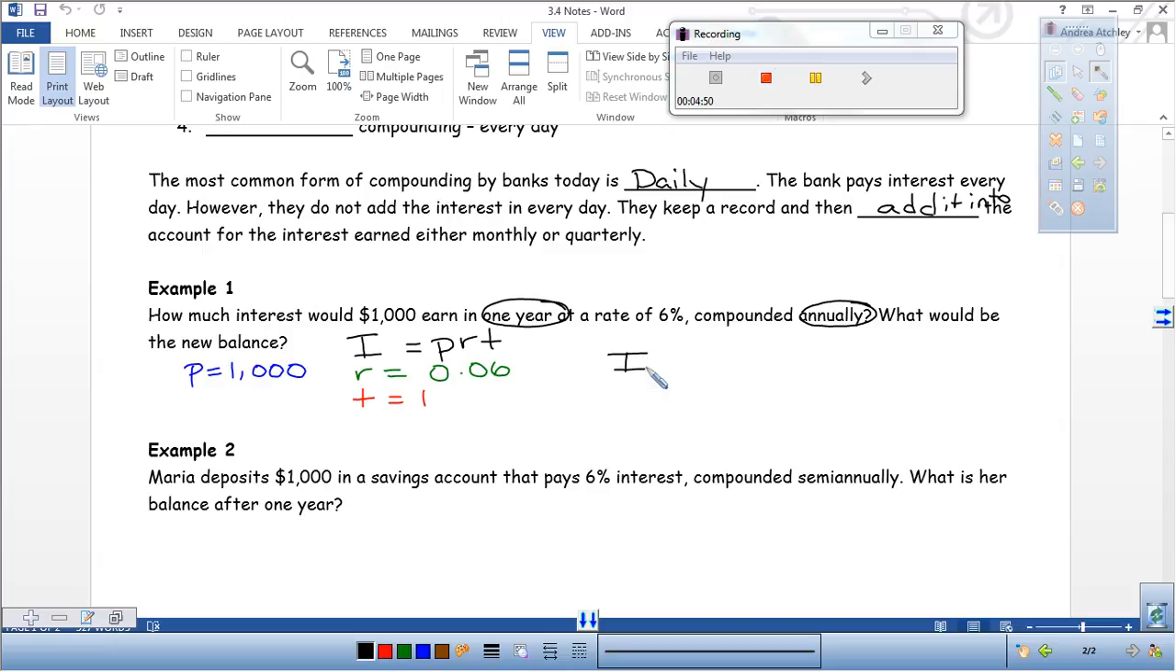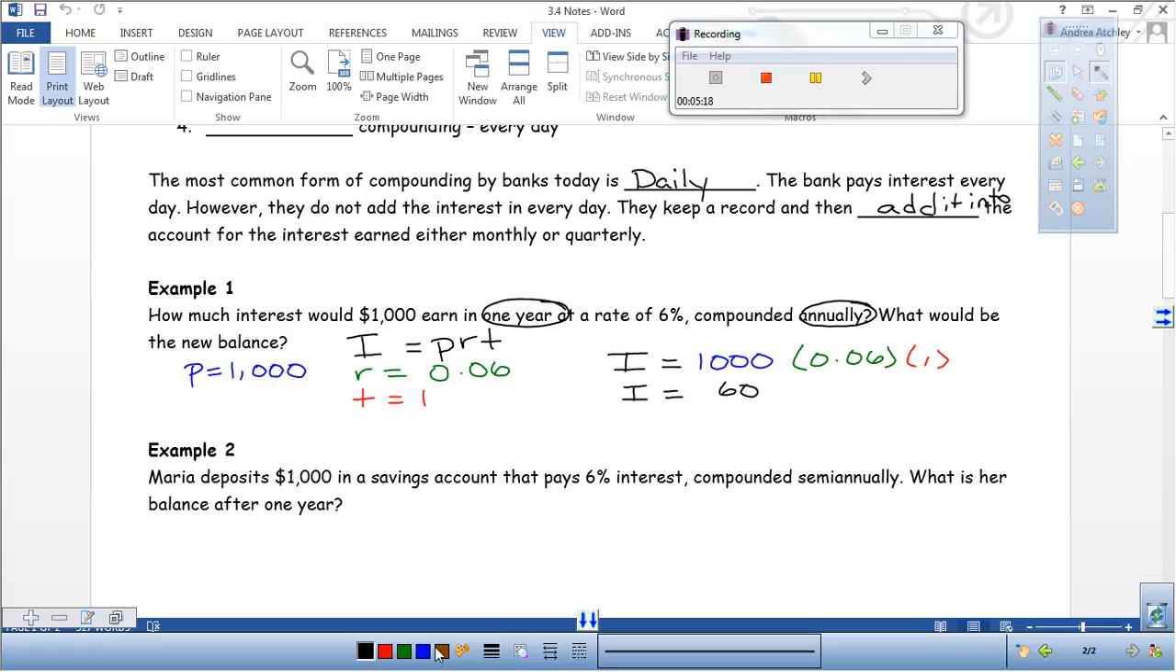So our interest is going to equal the principal, which was 1,000, times the rate, which is 0.06, times 1. Is 60? Yeah. So I give you 60.